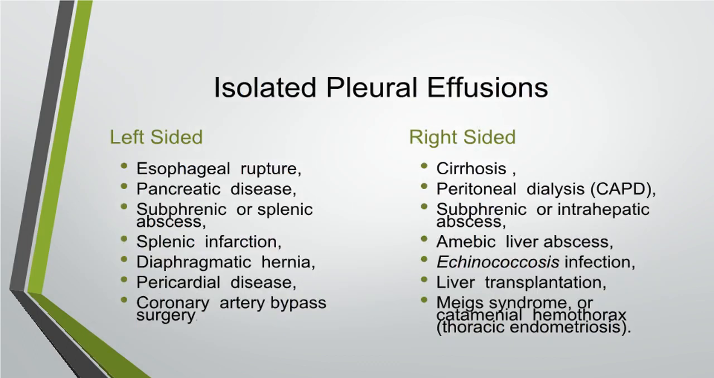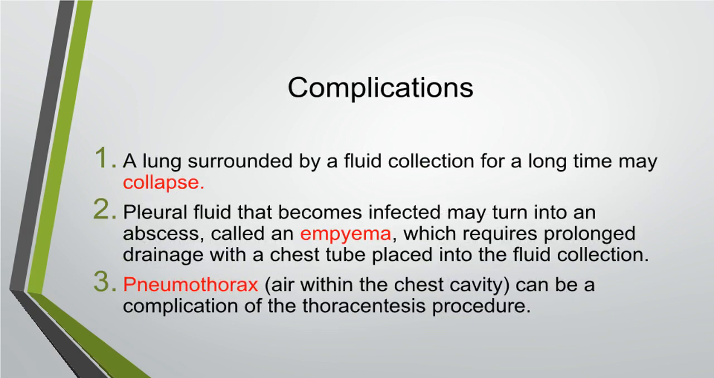Left-sided pleural effusion points towards esophageal rupture, splenic abscess, pericardial disease. Right-sided pleural effusion is associated with liver cirrhosis, peritoneal dialysis, Meigs's syndrome. Major complications of pleural fluid effusion are collapse, empyema and iatrogenic pneumothorax.